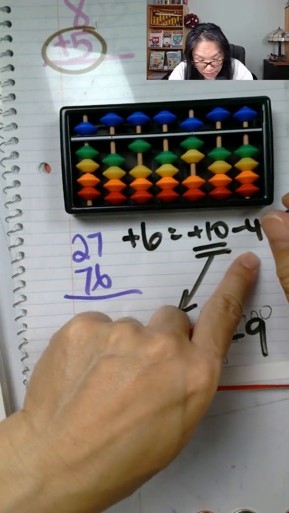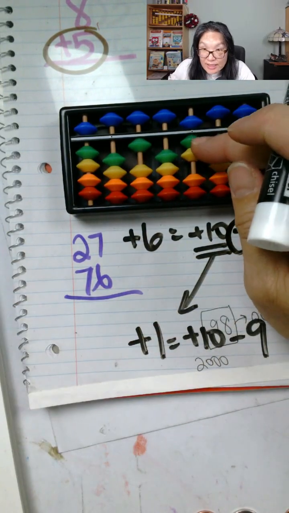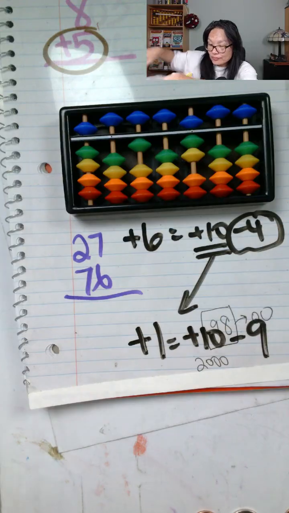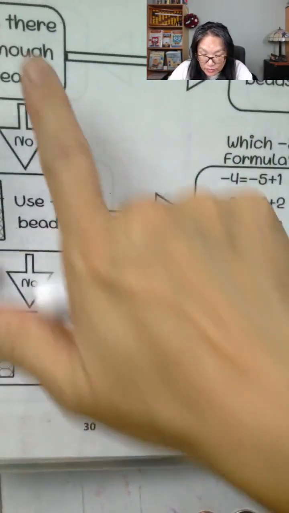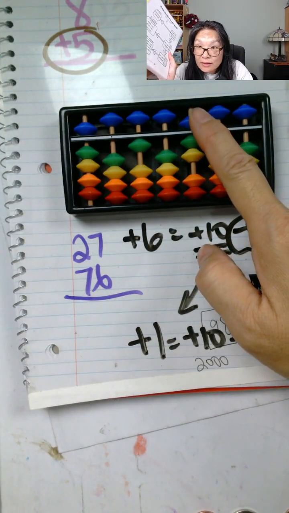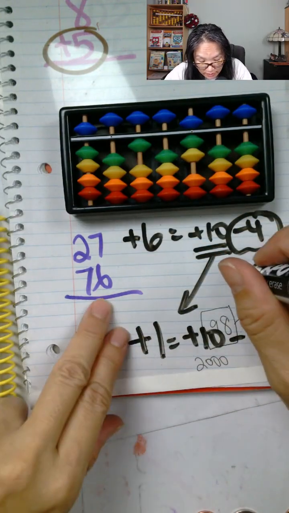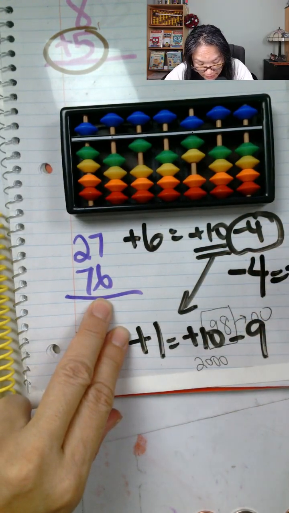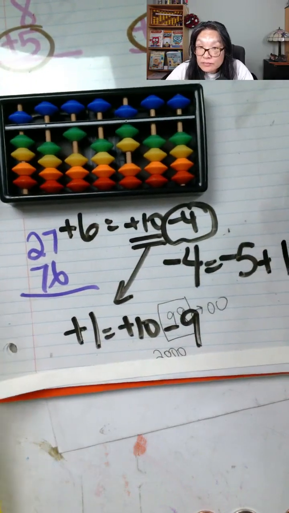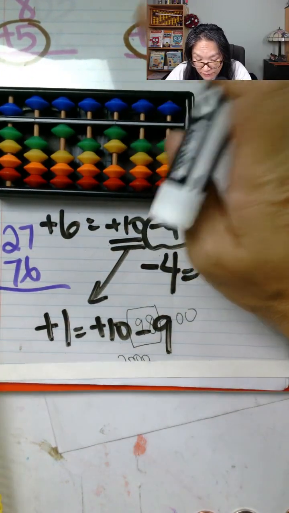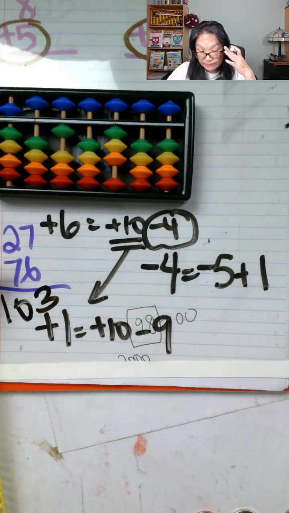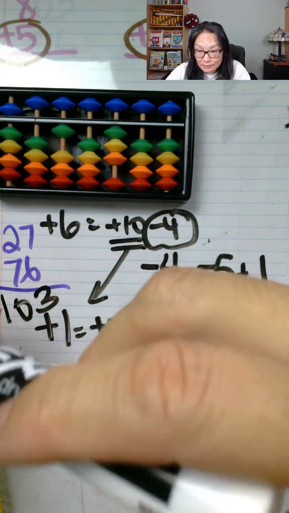And now I got to do this 4 right here. Can I take away the 4? No. What do I do? Can I take away the 5? Yes, I can. So minus the 4 is equal to minus the 5 plus the 1. My final answer is 103. That's it.